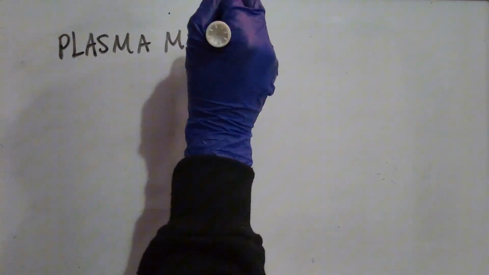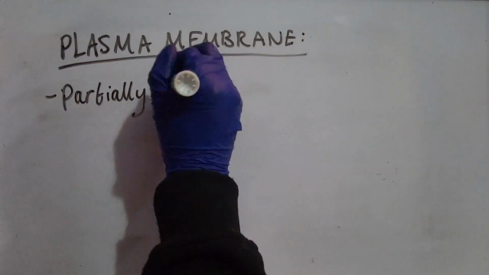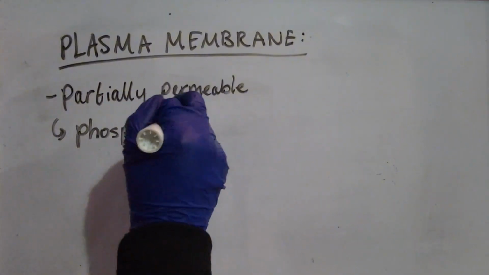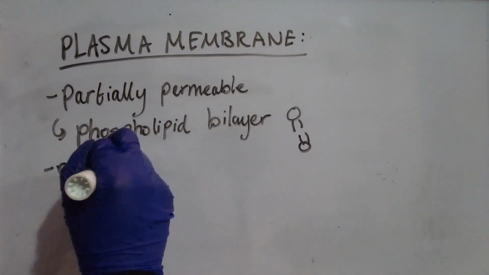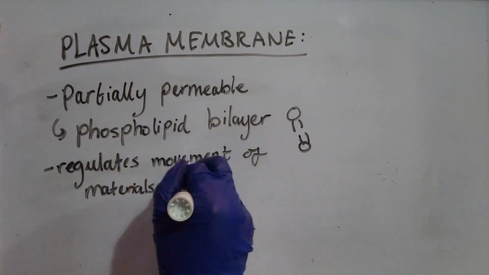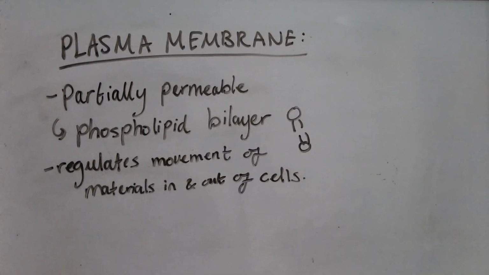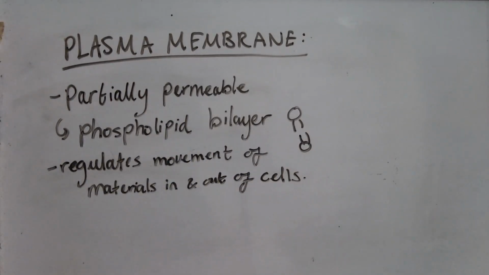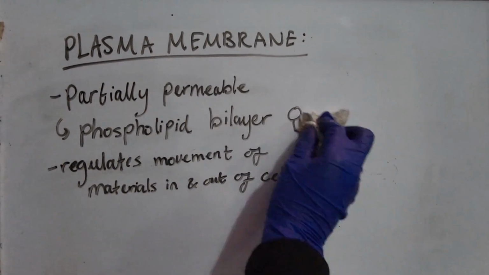The plasma membrane is a kind of partially permeable membrane that's made from a phospholipid bilayer and contains proteins. It controls and regulates the movements of materials in and out of the cells and the organelles. You're going to take a closer look at them later on in the course, but here's a general overview.